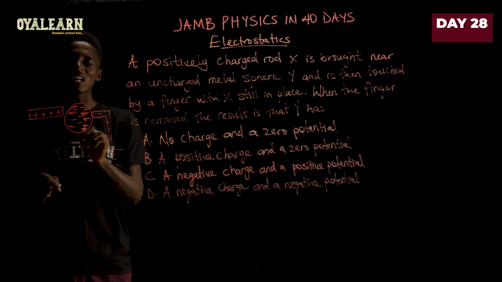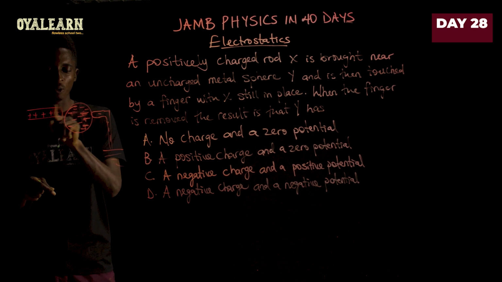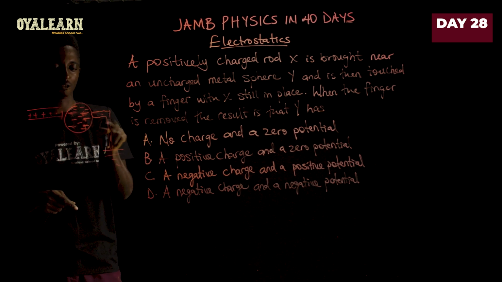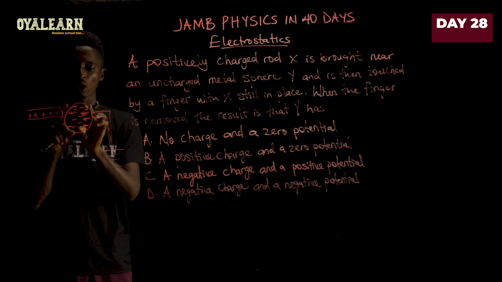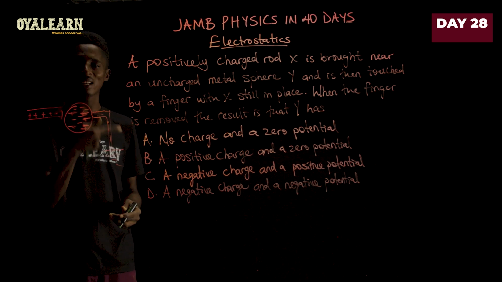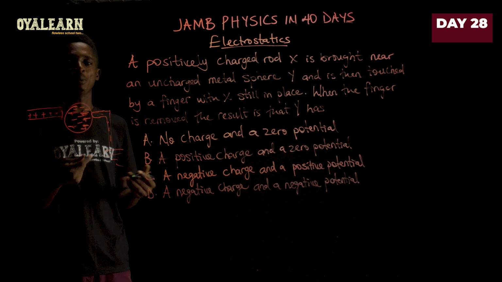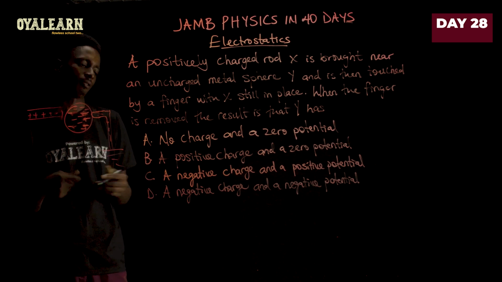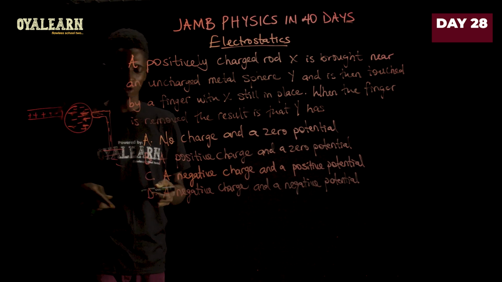Now by the time you remove the hand and this metal rod, the overall charge that is going to be on the sphere now is going to be negative. And then when you compare that relative to the earth, you will see that the potential is also negative. So let's look at the option that tells us this.